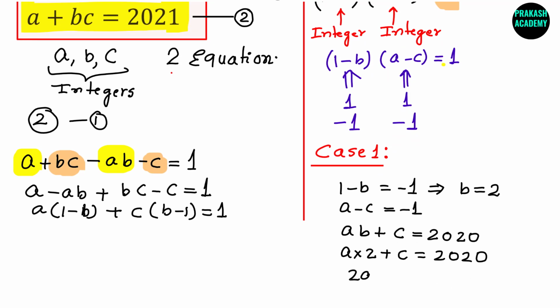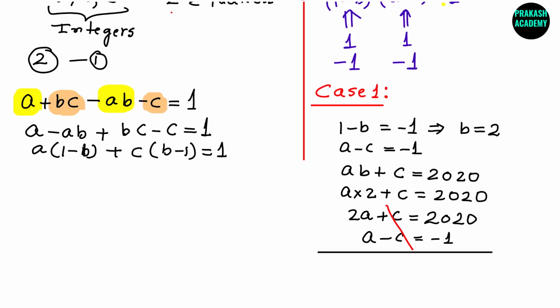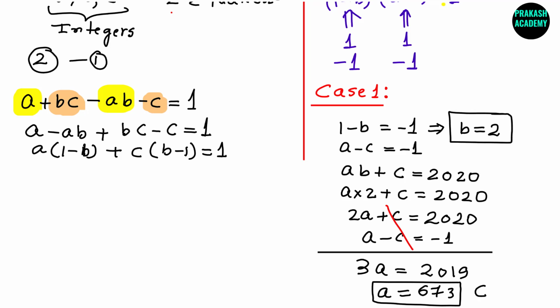So 2A plus C is equal to 2020. And A minus C is minus 1, as given here. So if I add these two equations, C will cancel out and then I will have 3A is equal to 2019. So from here, A is equal to 673. So A is equal to 673, B is equal to 2, and what will be C? C is nothing but, from this equation, C is equal to A plus 1, that is 674. So this is one set of solutions.